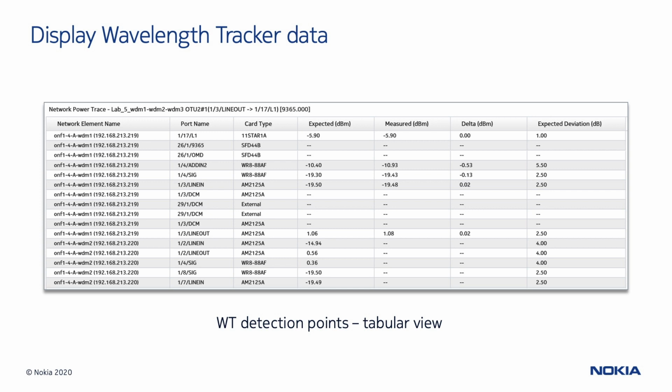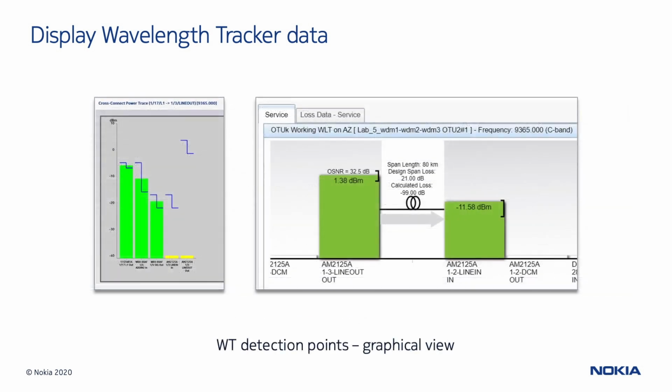The output shows every crossed Wavelength Tracker supporting board along the service wavelength. The displayed data is per service and direction. That is, for each service, two wavelength tracked series of data can be retrieved for both directions. This way, the operator can easily localize and fix a faulty connection.